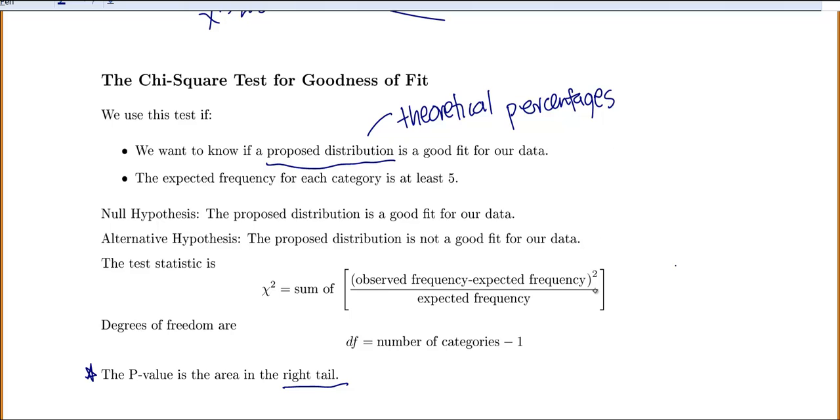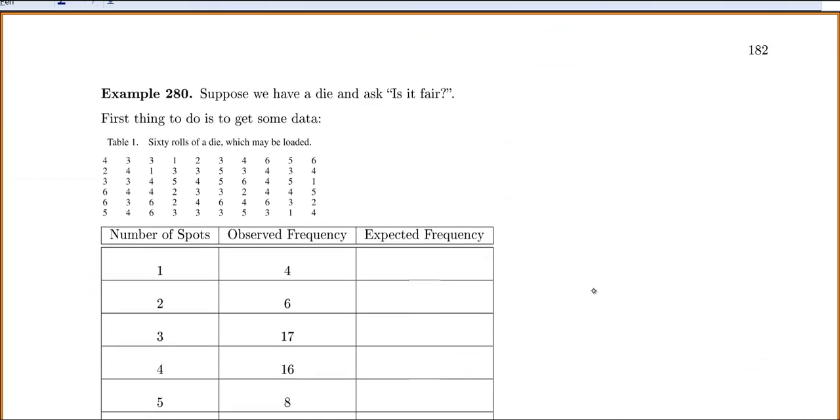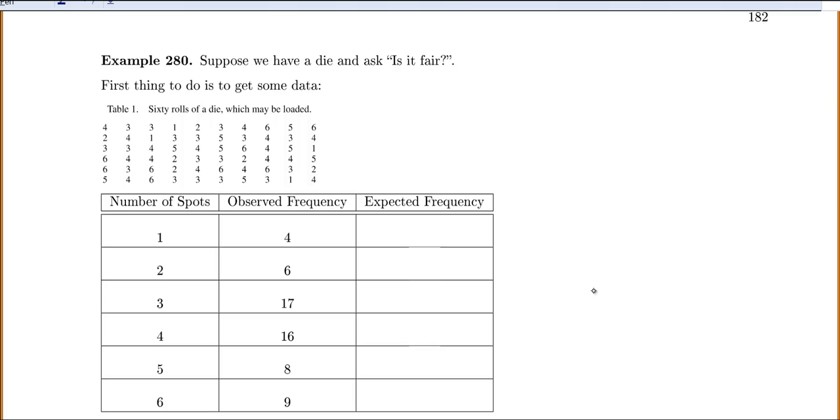So let's see what this actually means. In this example, we want to answer the question of, suppose we have a die and we want to see if it is fair. The first thing to do is to get some data. So I rolled a die 60 times. This die may or may not have been fair. And I got a 4, then I got a 3, then a 3, then a 1, then a 2, etc.